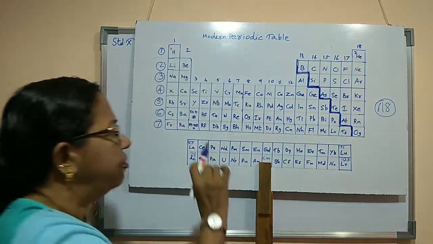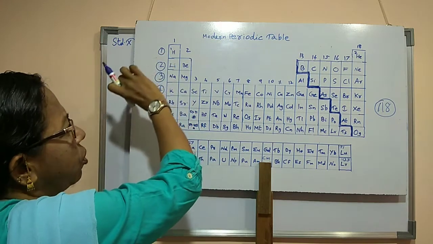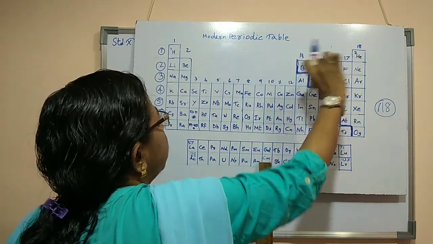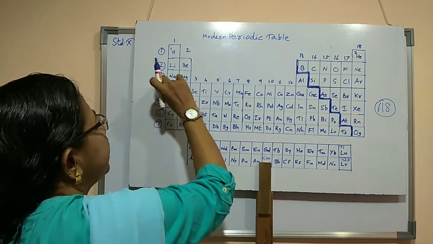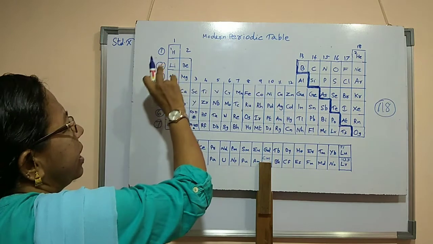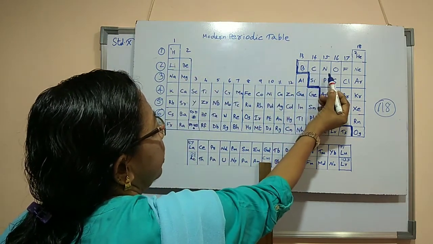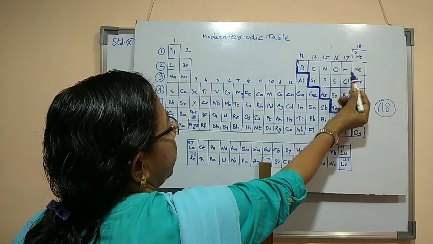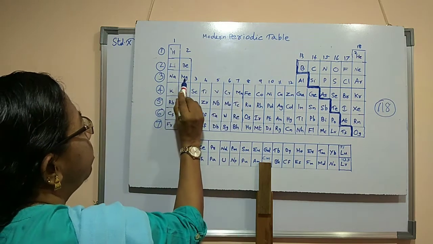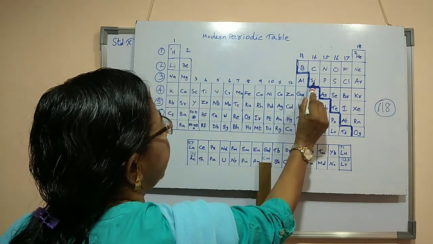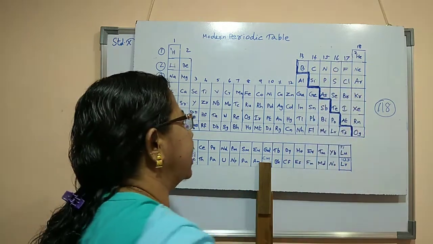Now we are going to study the periods. There we are going to show the importance of only these two periods. The second period, beginning with lithium, and then the third period. The second period contains lithium, beryllium, boron, carbon, nitrogen, oxygen, fluorine, neon. The third period contains sodium, magnesium, aluminium, silicon, phosphorus, sulfur, chlorine as well as argon.